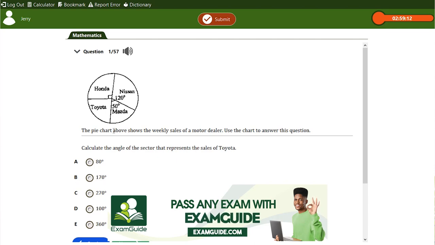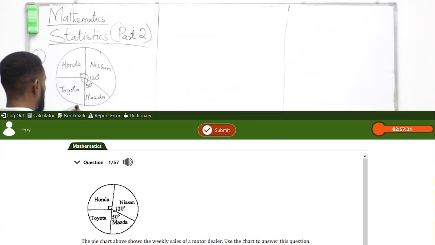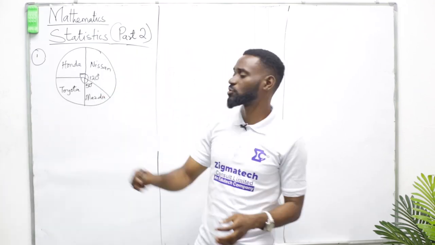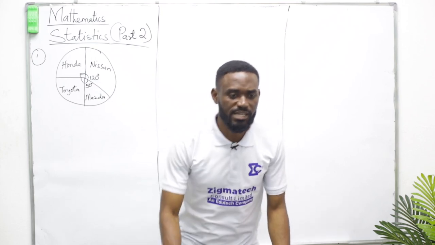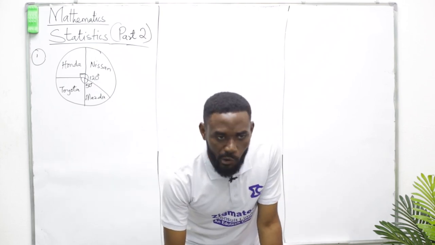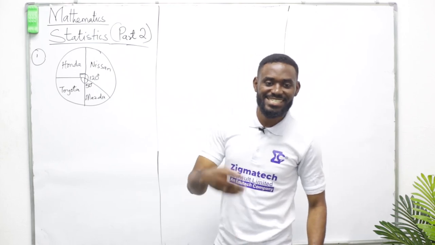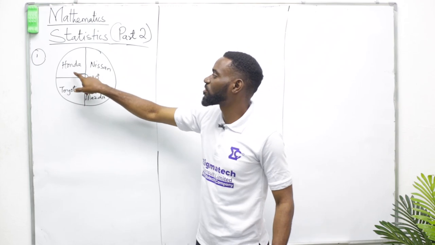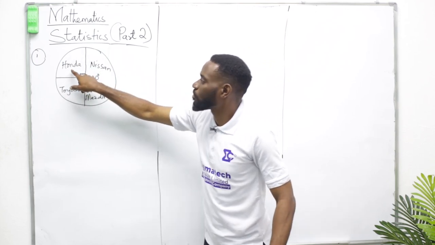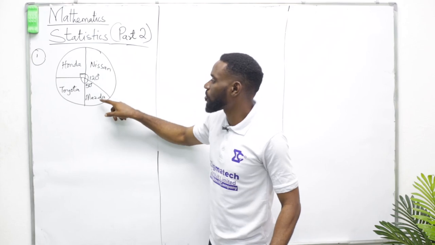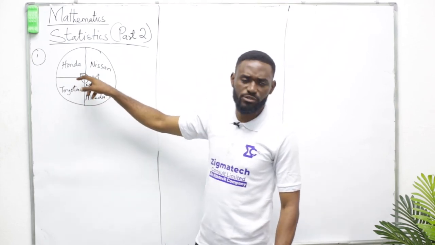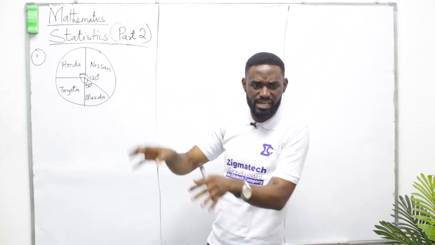Do you understand me now? Now we have the picture that I will draw on the board here. Example. Now, look at this on the board. Look at the diagram. That's the diagram there, so that we use this to answer our question. They said, calculate the angle of the sector that represents the sales of Toyota. So this angle, Toyota, they have given us the different angles for Honda, for Nissan, for Mazda, and Toyota. Now, Toyota angle was not given to us. The sector was not given to us the real angle there.